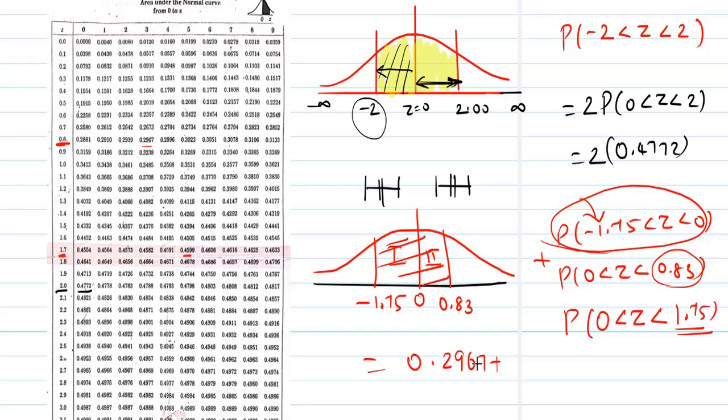plus, now go for 1.75, 1.7 and then a 5 over here. So how to go about it? It is 0.4599. Now when you add these two values, you will get the required value. Now moving on to the next type of problem.